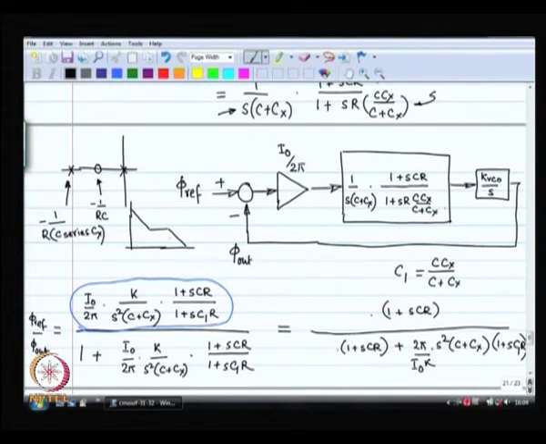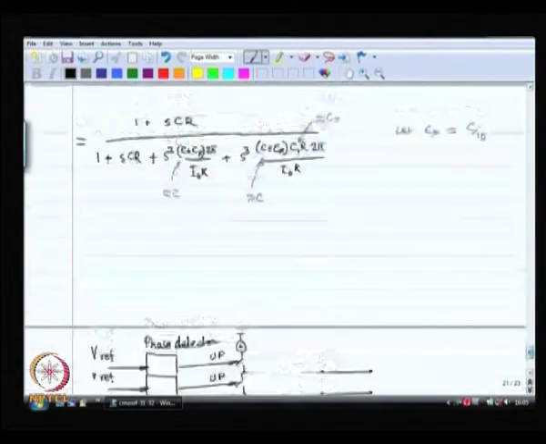This is called the loop bandwidth. Why? Because at that frequency I will get 3 dB less than this value, as the impedance. So, that is the all important loop bandwidth.